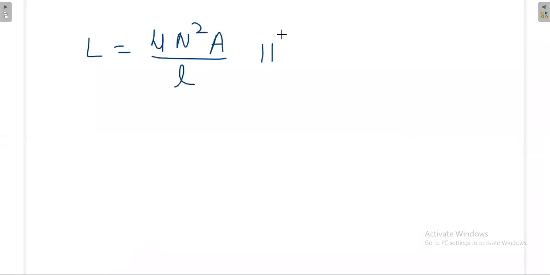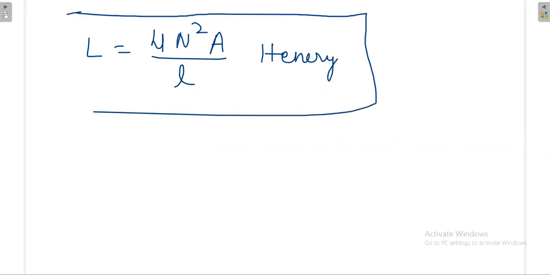We already know this formula; in EMF we directly used it. Now we have some derivation here, and you should also know this formula. What is the value of the inductor? It is decided by mu, the permeability of the material, how many turns there are, the cross-sectional area, and the length.